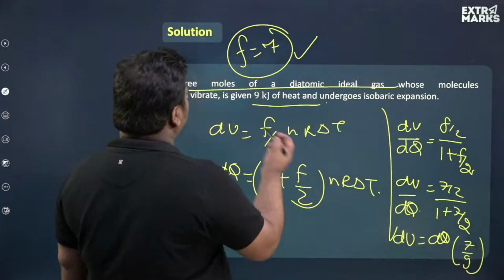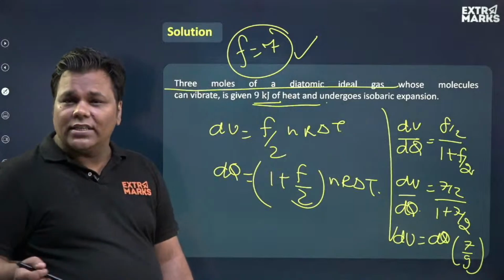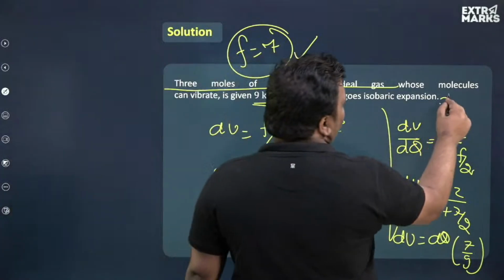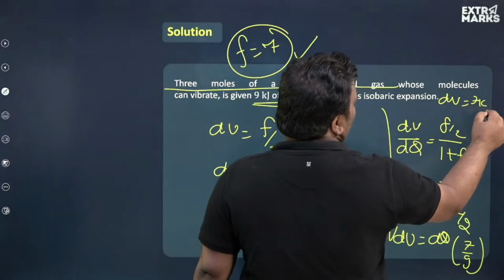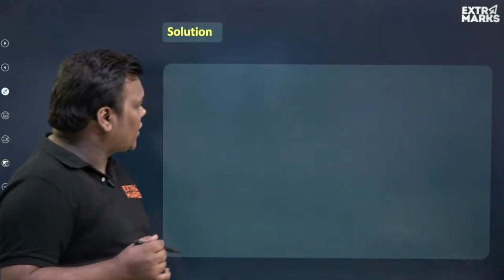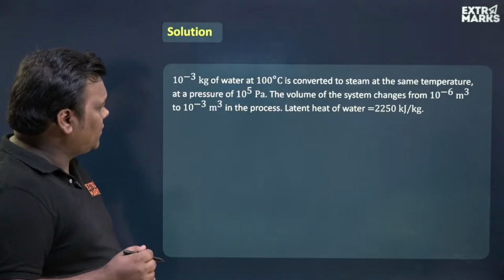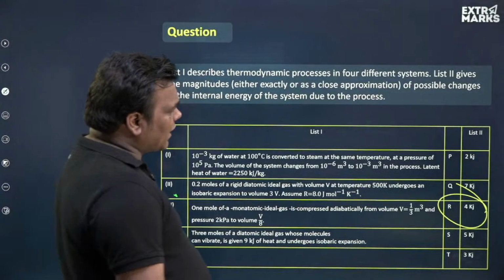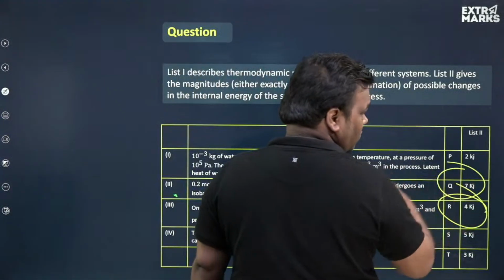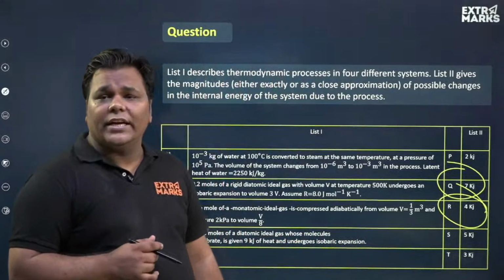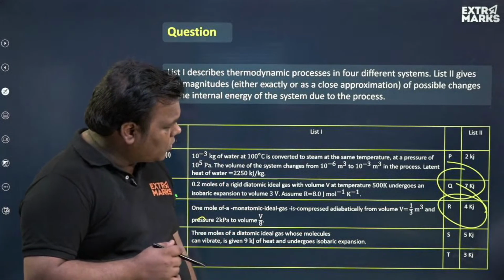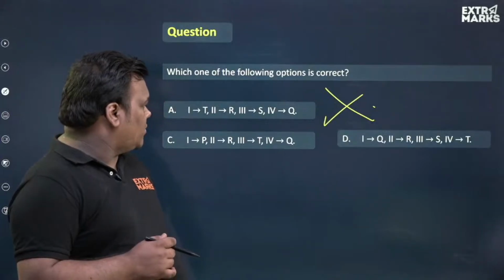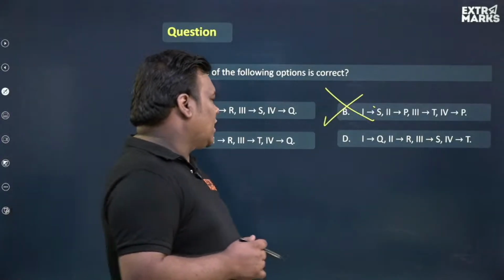Guys, the value of dQ was 9 kilojoule. So what is the value of dU? dU must be 7 kilojoule. Which is the correct option? 7 kilojoule, that means Q. So fourth ka Q.